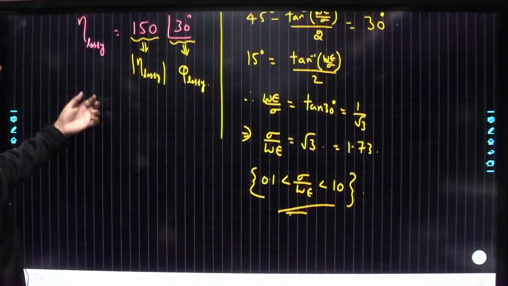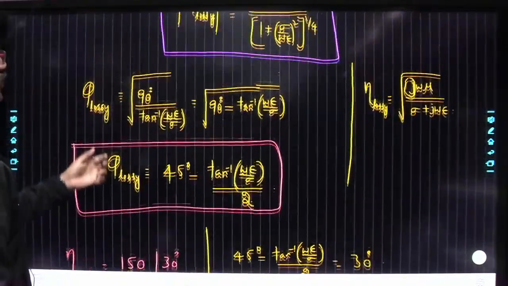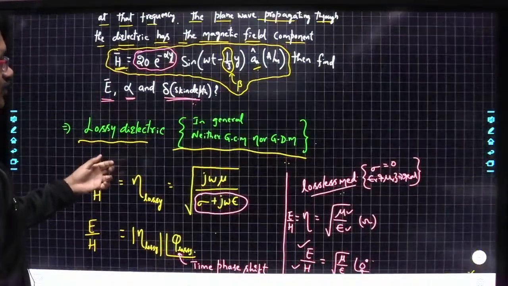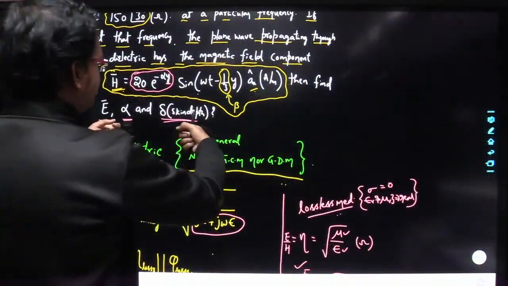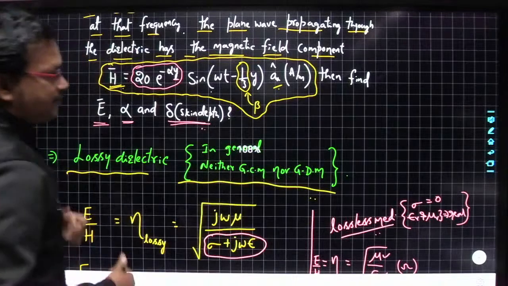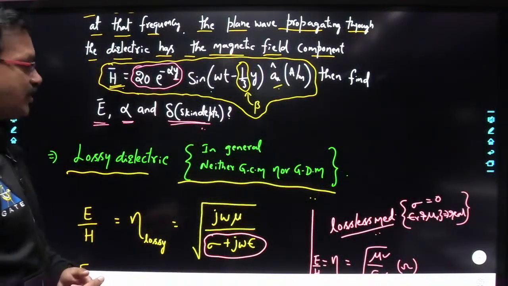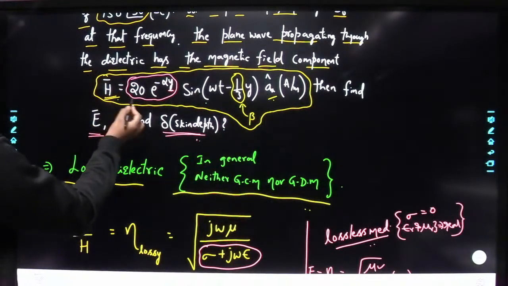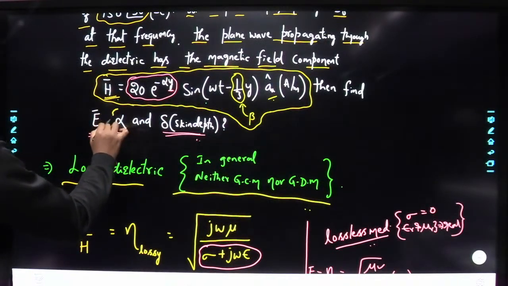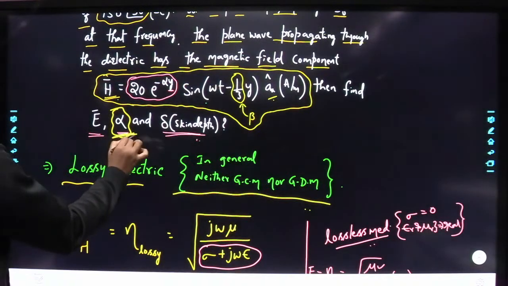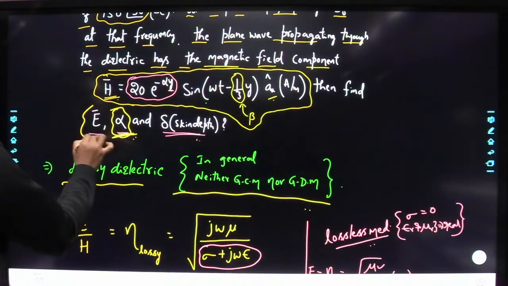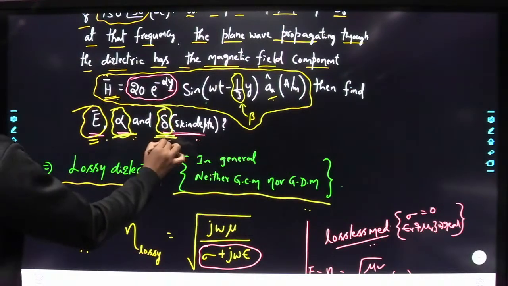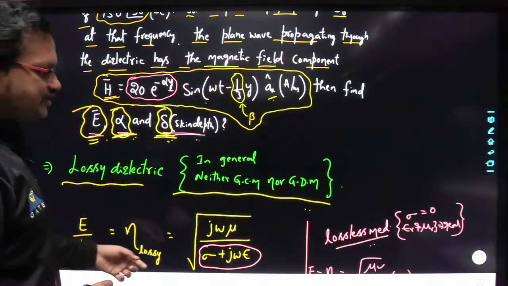So here, I am not just solving the problem. With the help of this problem, I am trying to cover some concepts. First we try to determine the alpha value, then we write the expression for the electric field, and then we determine the skin depth. So how do we determine the alpha value?